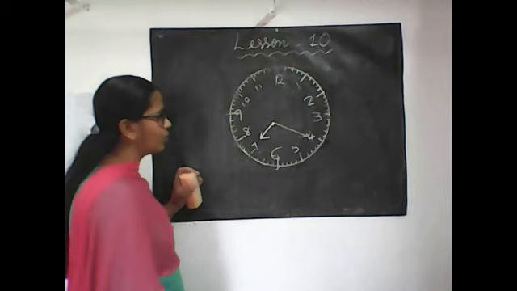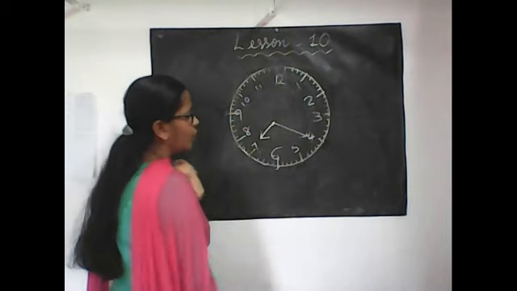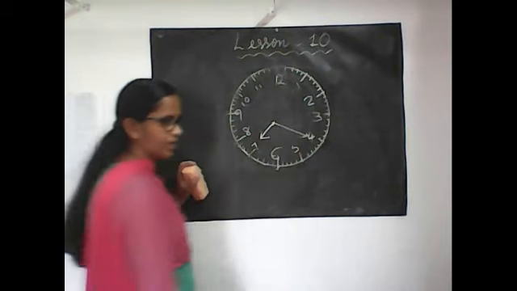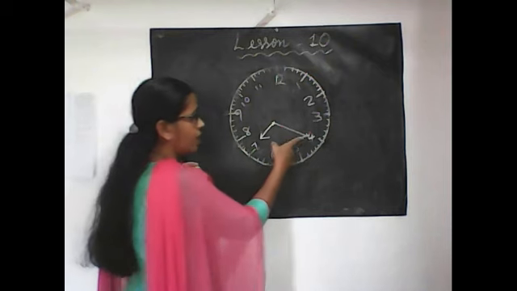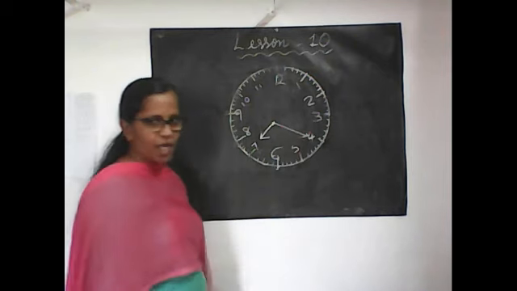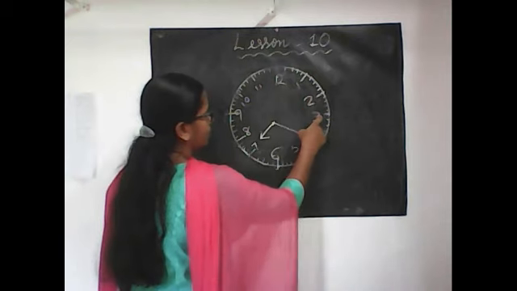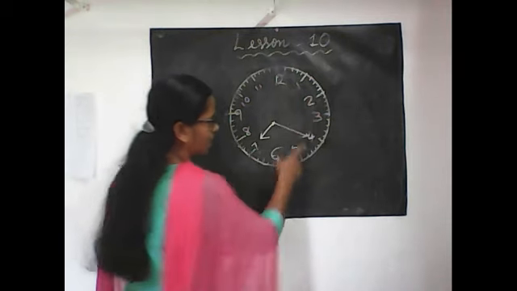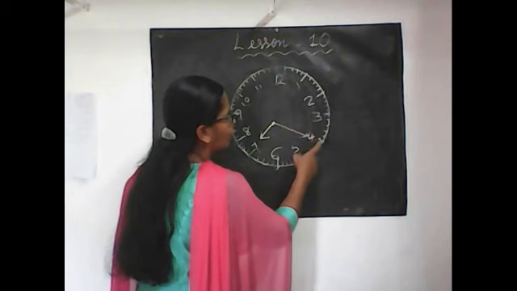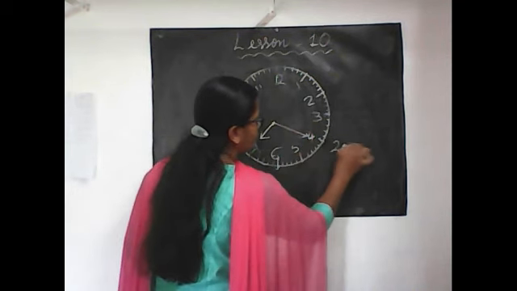What is the time now? First you have to look at the hour hand. First you have to look at the long hand, that is the minute hand. How many minutes are over? 5, 10, 15, 20. Or you can say that it is facing 4. 4 into 5 is 20. So write 20 minutes.